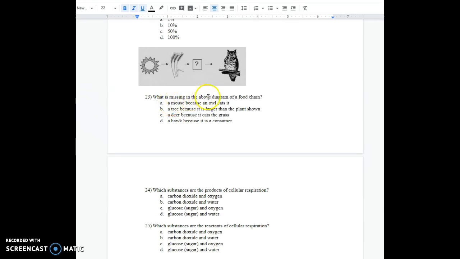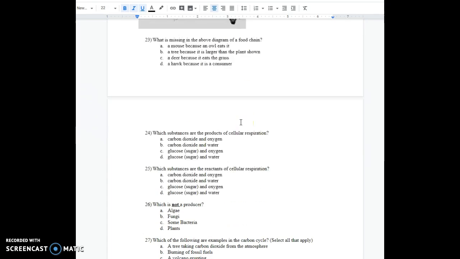What is missing in the above diagram of a food chain? This diagram. A, a mouse because an owl eats it. B, a tree because it is larger than the plant shown. C, a deer because it eats the grass. Or D, a hawk because it is a consumer.